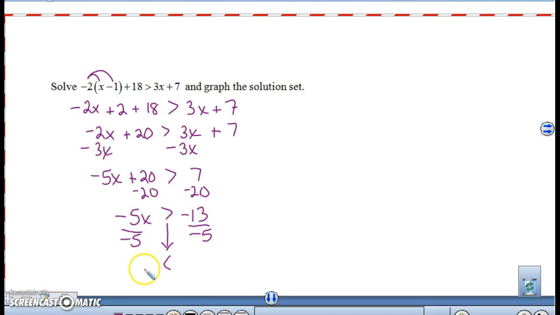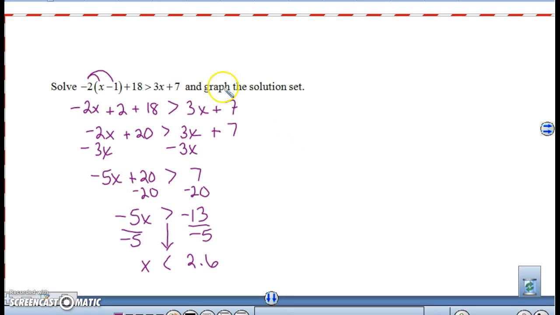And watch your signs. This works out to be x. Negative 13 divided by negative 5 is 2.6. So don't forget to flip if you divide by a negative. So your solution set is x is less than 2.6. That means that any x that is less than 2.6 will work in this inequality. It'll make it true. This side will be greater than this side if you plug in a value less than 2.6.